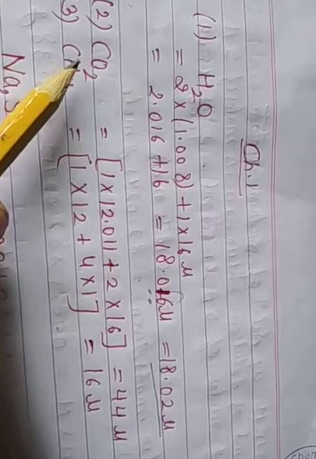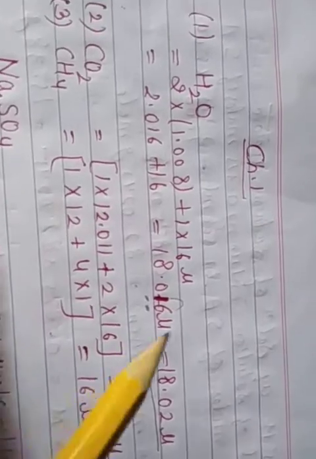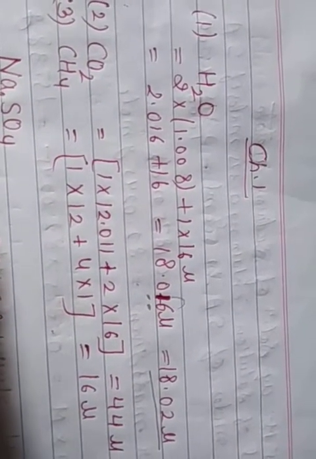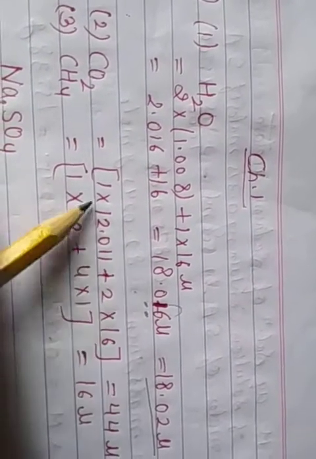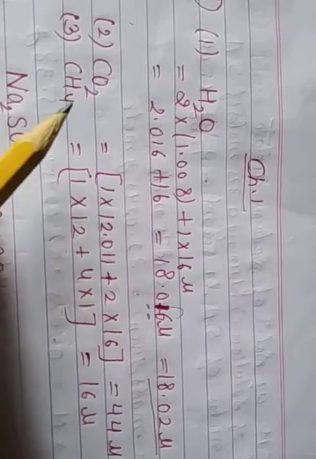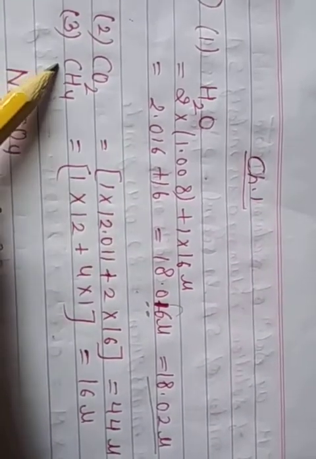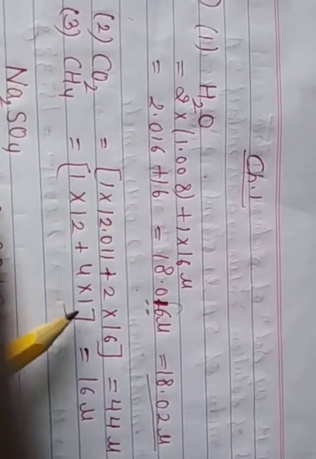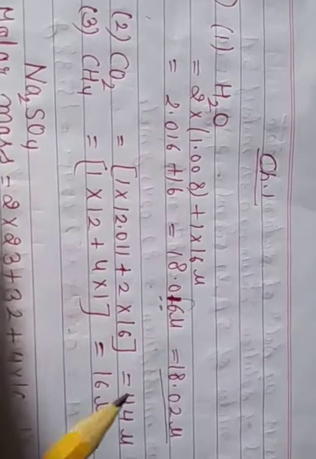Second one, CO2, molar mass. Here you see carbon 1, so 1 into 12 plus oxygen 2 into 16 is equal to 44 u. Then CH4 molar mass: carbon 1 into atomic mass of carbon 12 plus hydrogen 1 into 4. So 1 into 12 plus 4 into 1, 16 u.